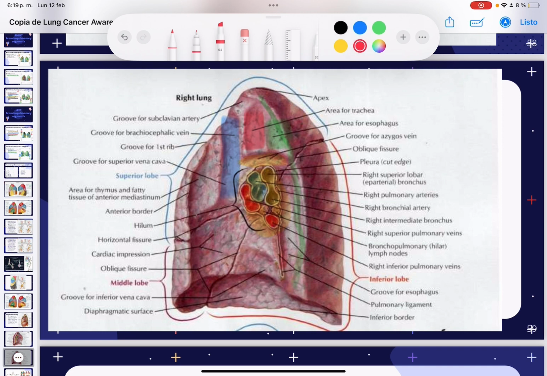And we have the fissures. This fissure, fissura obliqua and fissura horizontalis.